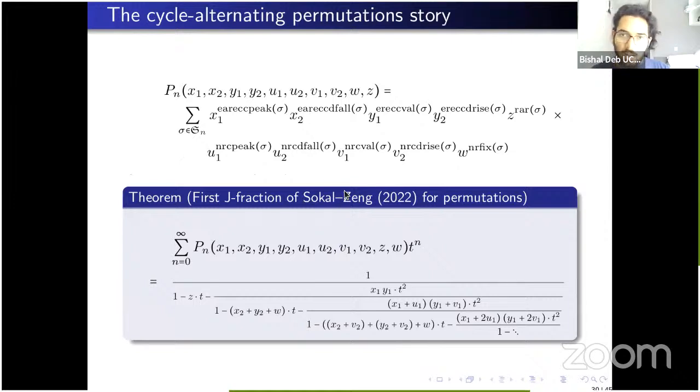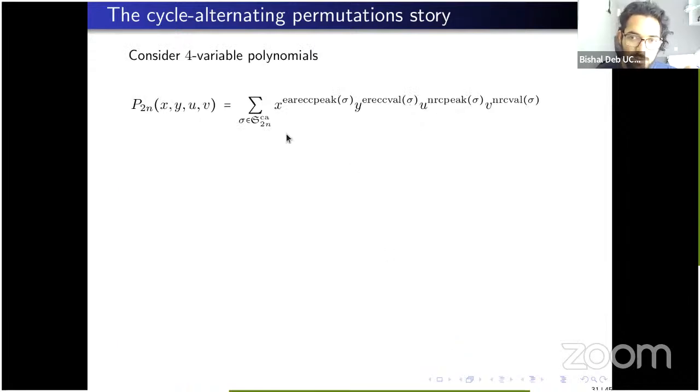And again, recall that this was the 10 variable polynomial for permutations, which we saw a few slides ago. I have copied it here again. And so to obtain a continued fraction for cycle alternating permutations, you simply put x2 equal to y2 equal to u2. So turn off all the variables counting cycle double rises, cycle double falls, and fixed points to 0. If you do that, now you will be working with 4 variable polynomials. So these look at just cycle peaks, cycle valleys, and then look at the record status. And take a sum over all cycle alternating permutations.